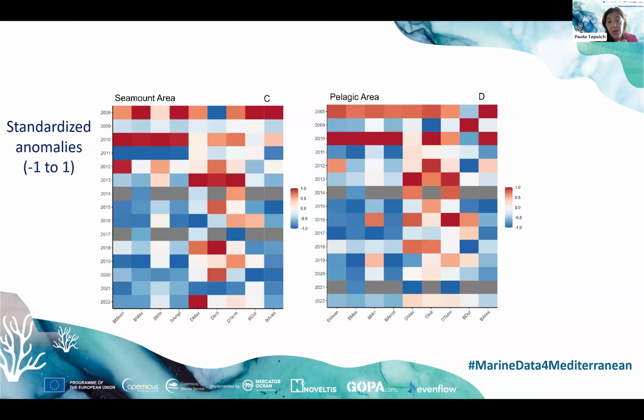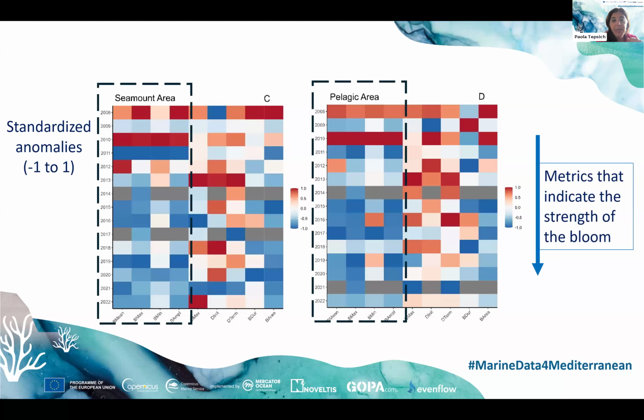Then we also analyzed anomalies. These graphs are showing the standardized anomalies. So the red explains a positive anomaly and the blue a negative anomaly. And we can see that for all the metrics dedicated to the analysis of the strength of the bloom, we have negative anomalies almost constantly, especially in the last years.